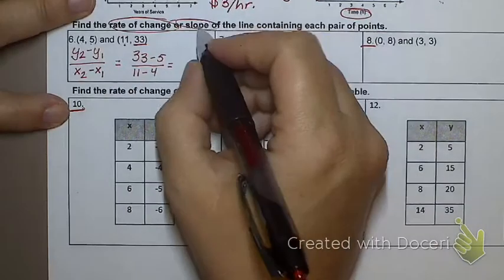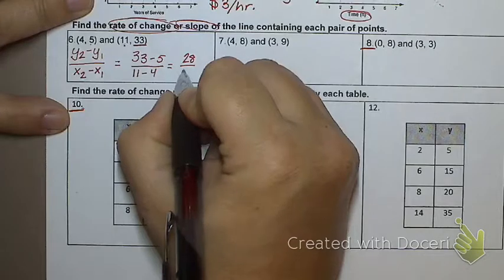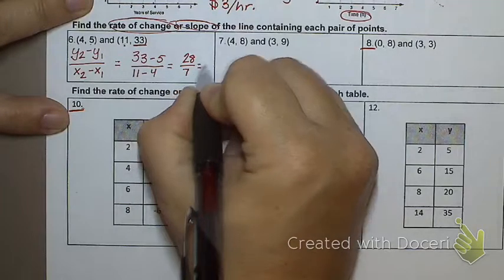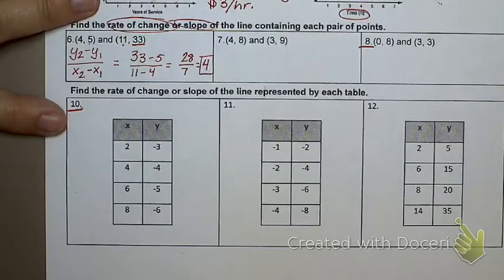What's 33 minus 5? 28. What's 11 minus 4? 7. And 28 over 7 is 4. So that slope is 4.